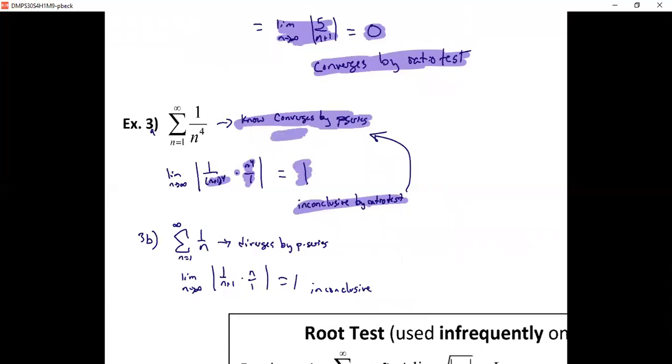We do know that the series we want converges, but if I take example 3b, if I take the series 1 over n, of course that diverges by p-series. But if we do our ratio test, that limit is also 1. Therefore, we have an inconclusive test as well. So just because the limit equals 1, that doesn't mean we know anything. It could be either convergence or divergence, as I showed here.